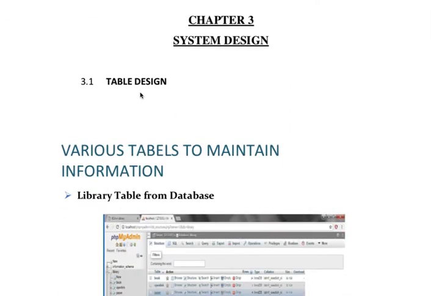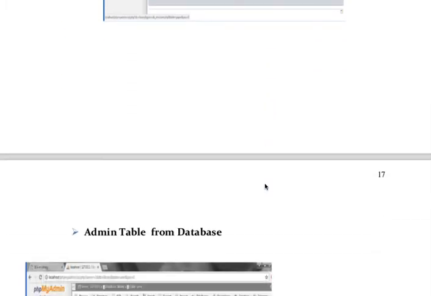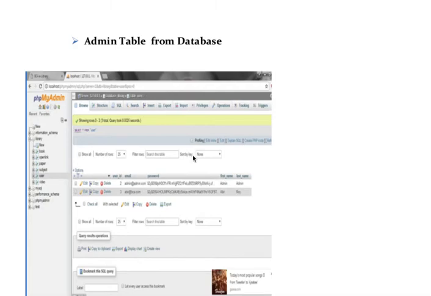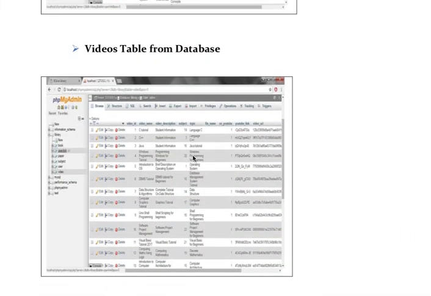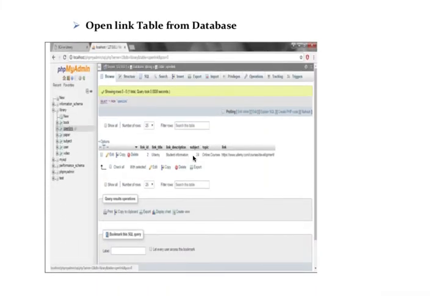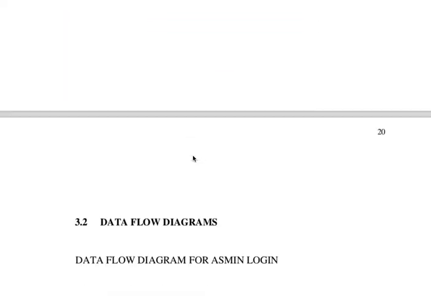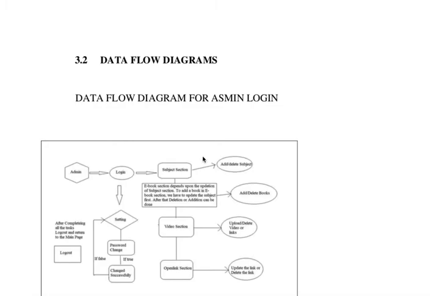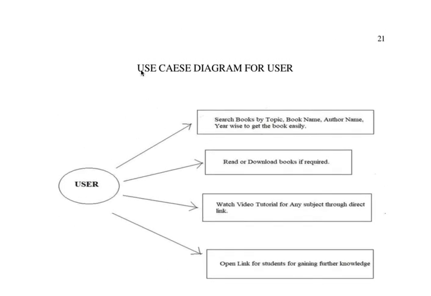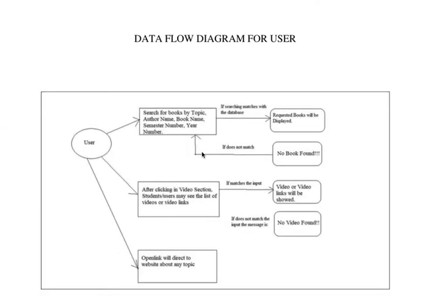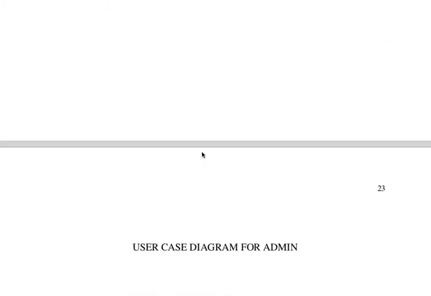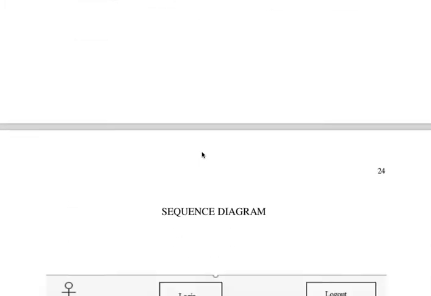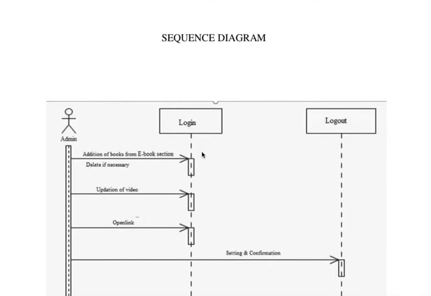Then comes your design, like tables: all the screenshots of your tables, student table, admin table, user table. This will come under your design section. Your UML diagrams will also lie under your design section, right? Sequence diagram, DFDs for admin, for user. That will come under the design part. Okay, these are the things which you have to include in your file.